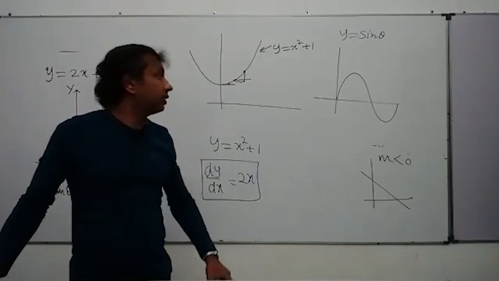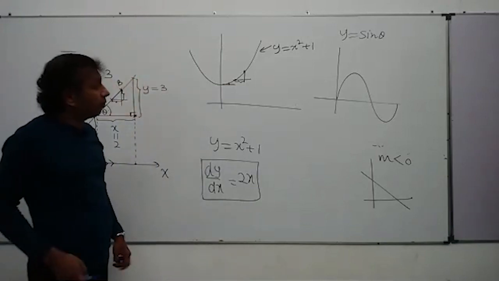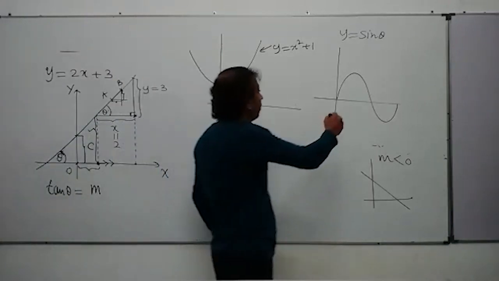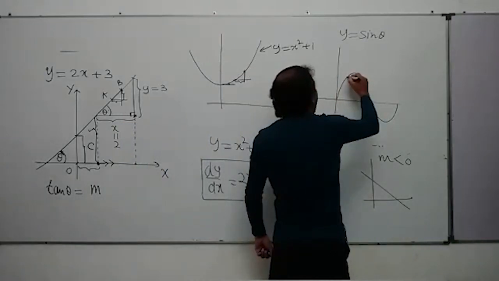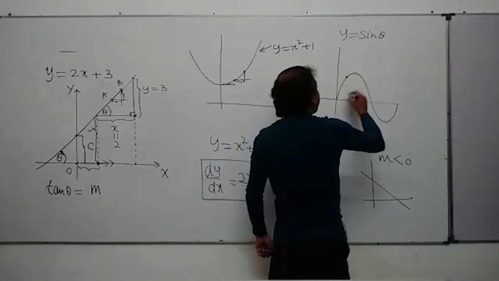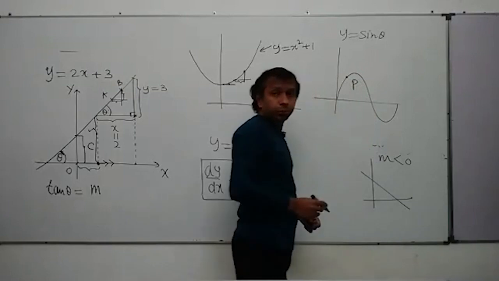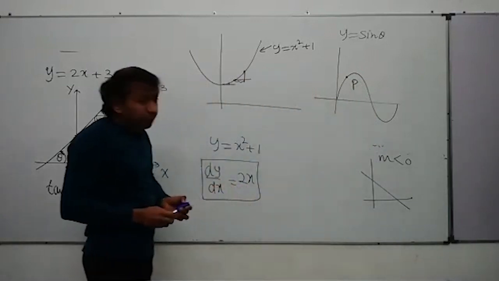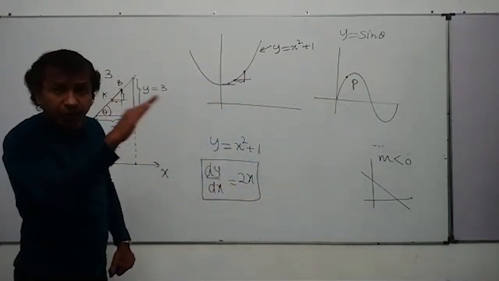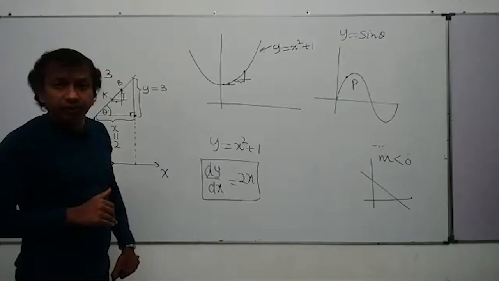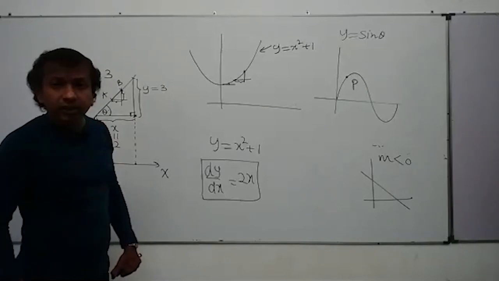The other thing is this. Now, for example, if I take this graph, y equals sine theta, suppose we are given a point P on this graph. At this point P, when we pass the point P, people, there is a particular gradient.